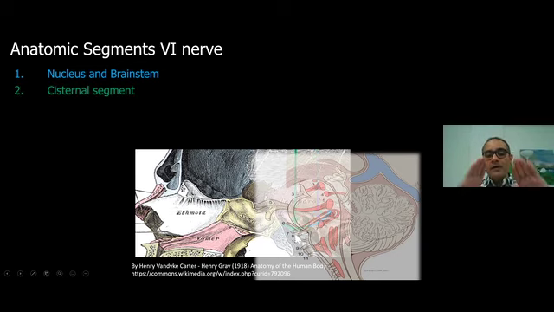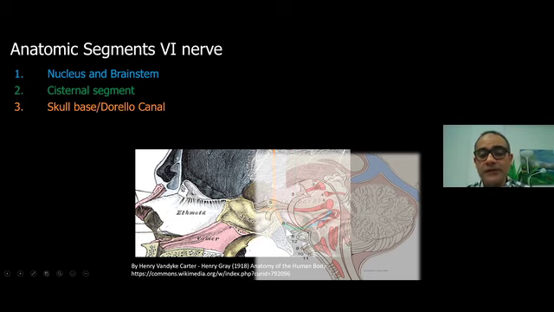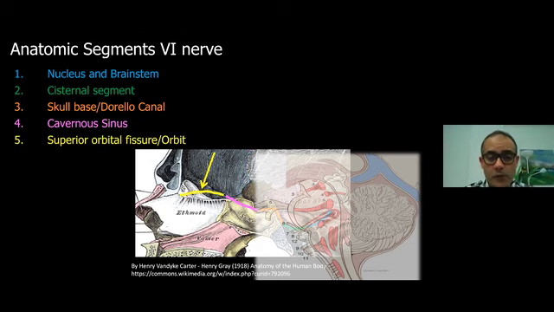It will go superiorly and also laterally. This oblique orientation is important in terms of imaging until it reaches the third segment, along the clivus, where it enters the Dorello canal, an opening located in the petroclival synchondrosis, as we'll see shortly. Then it goes into the cavernous sinus, and finally it enters the orbit through the superior orbital fissure to supply the lateral rectus muscle. This is the only muscle supplied by the abducens nerve.